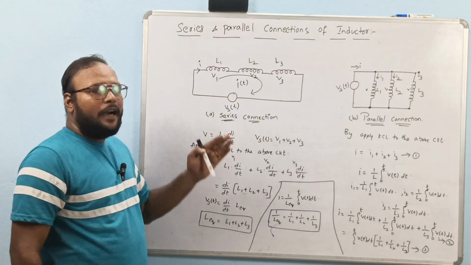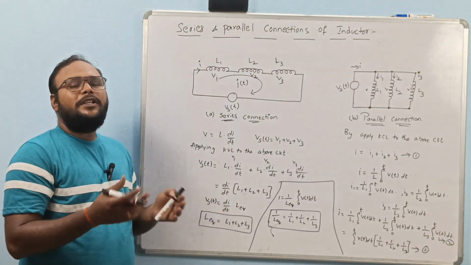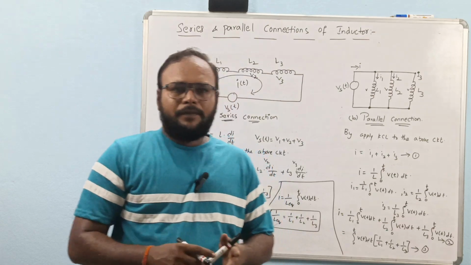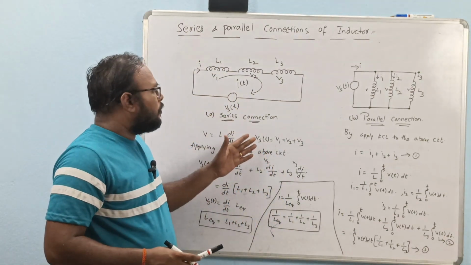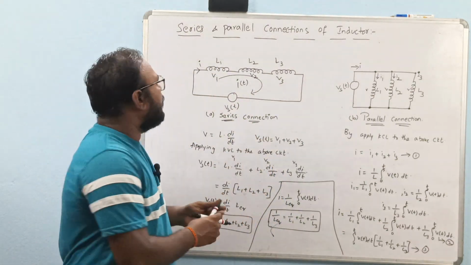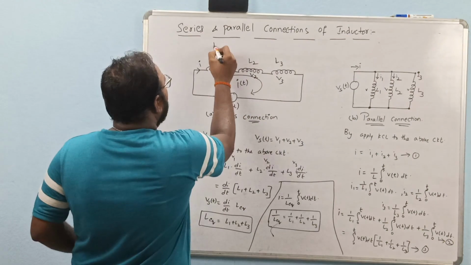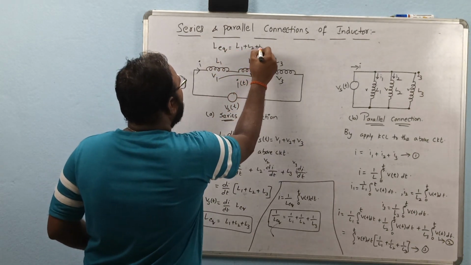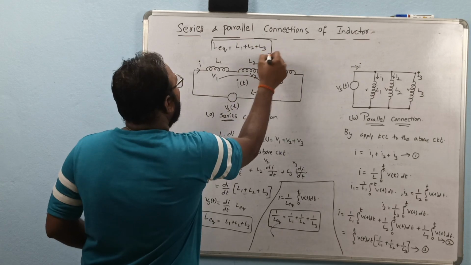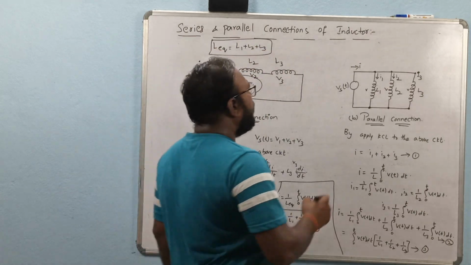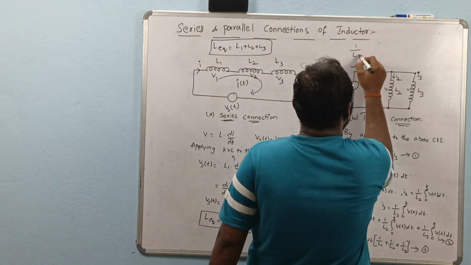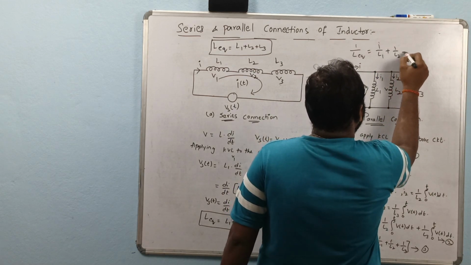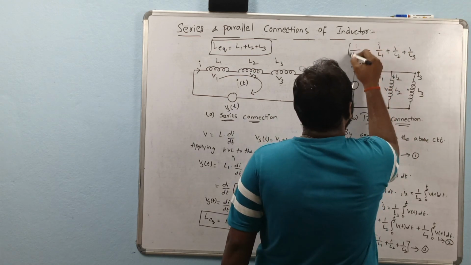Inductors and resistors are similar to each other when it comes to series and parallel connections. While inductors are connected in series, L equivalent is equal to L1 plus L2 plus L3. Coming to inductors in parallel, 1 by L equivalent is equal to 1 by L1 plus 1 by L2 plus 1 by L3.